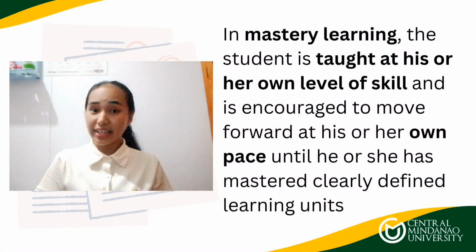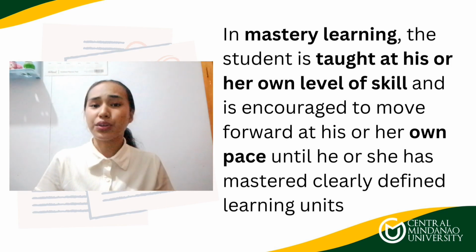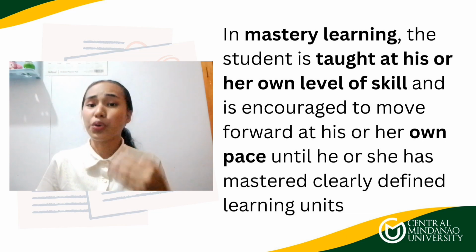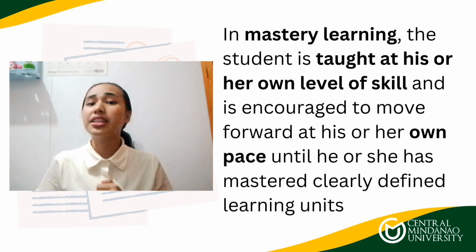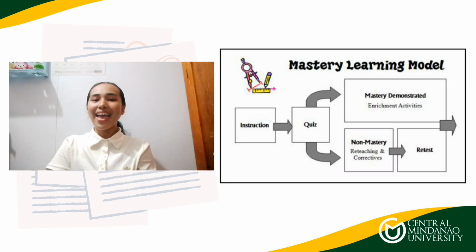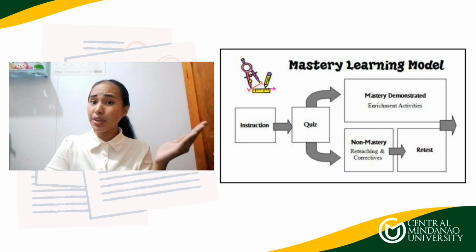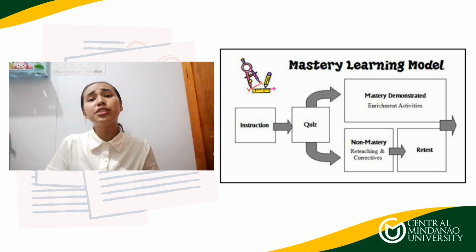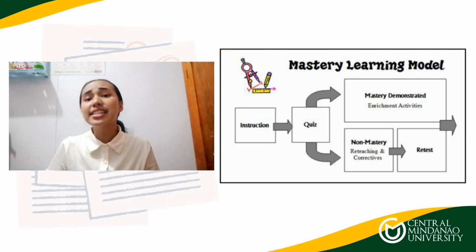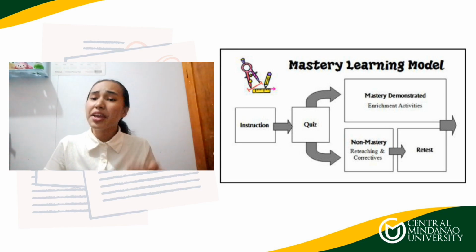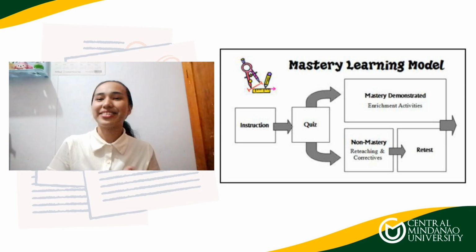In mastery learning, the student is taught at his or her own level of skills and encouraged to move forward at his or her own pace until she or he clearly masters the defined learning units. As you can see in this figure, mastery learning will lead to a better result, and if not, the students would have to be taught again and then retested. This cycle continues until the student gets it right. Only then do they move on to learn the next thing.